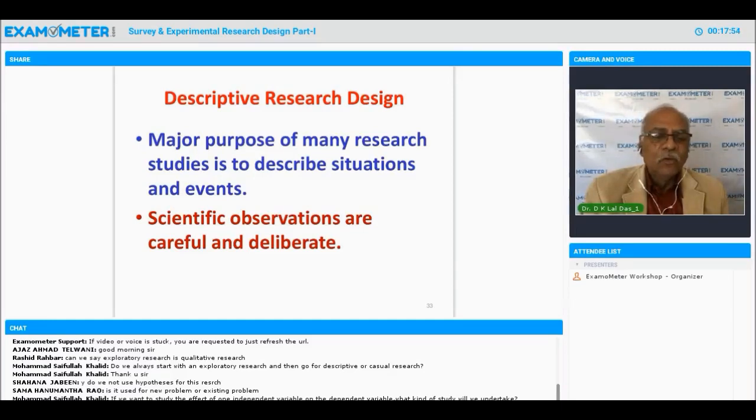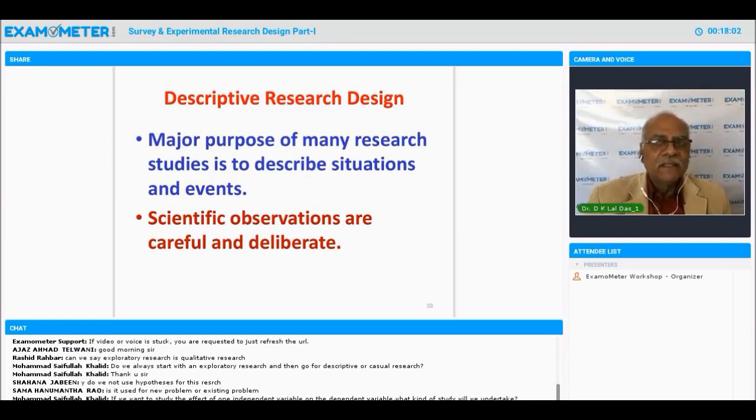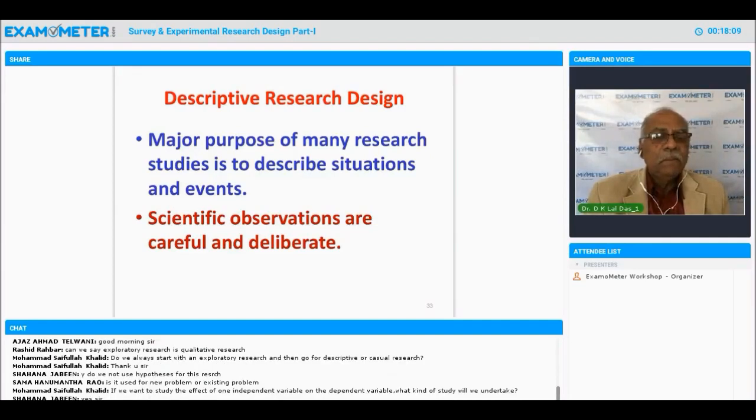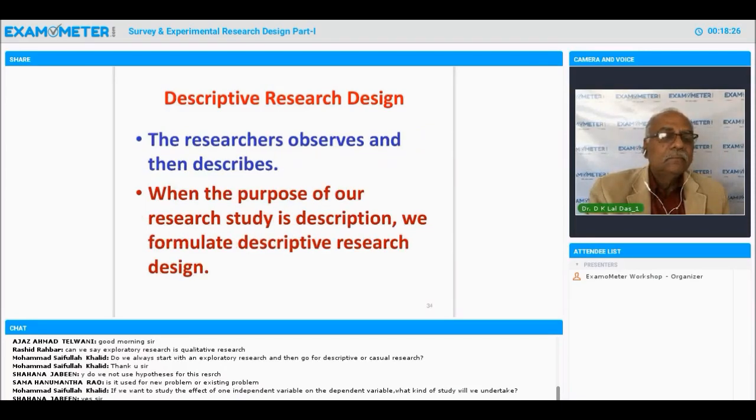Okay, so move on. This is another question. Okay, move to the second type of research design. We call it descriptive research design. The major purpose of many research studies is to describe situations and events. Scientific observations are careful and deliberate. The researchers observe and then describe. When the purpose of our research study is description, we formulate a descriptive research design.